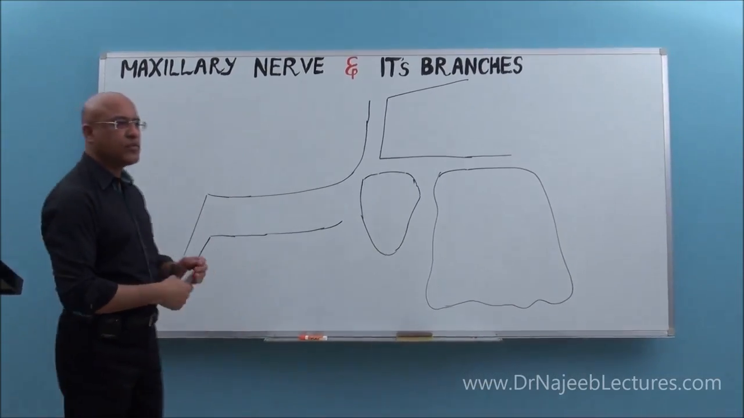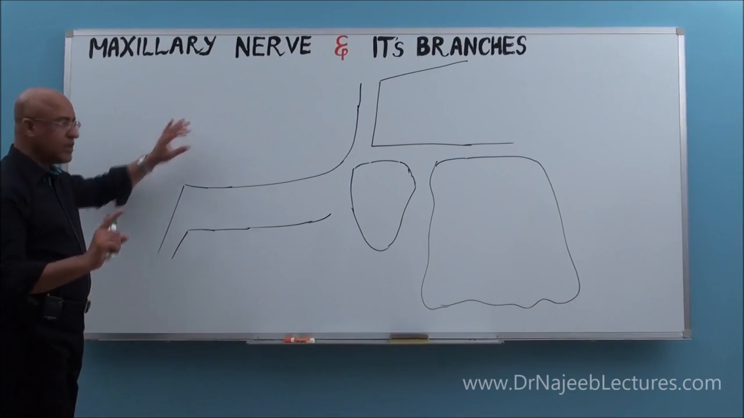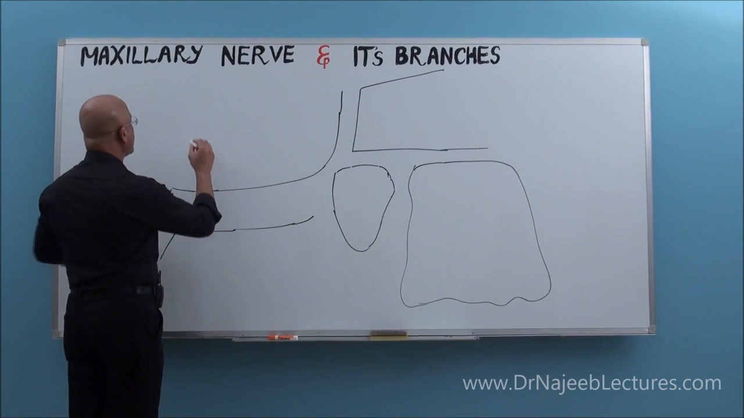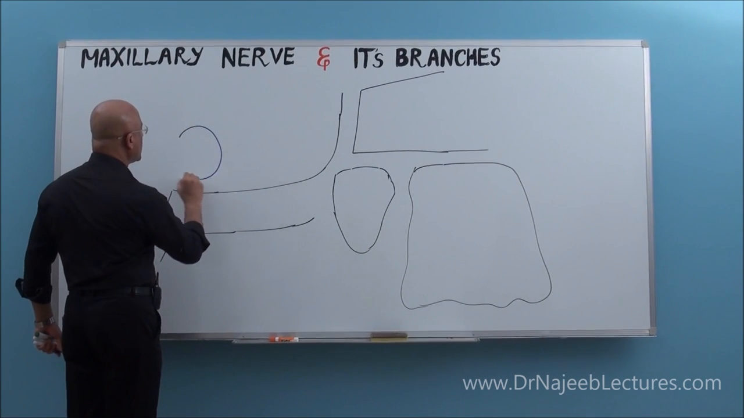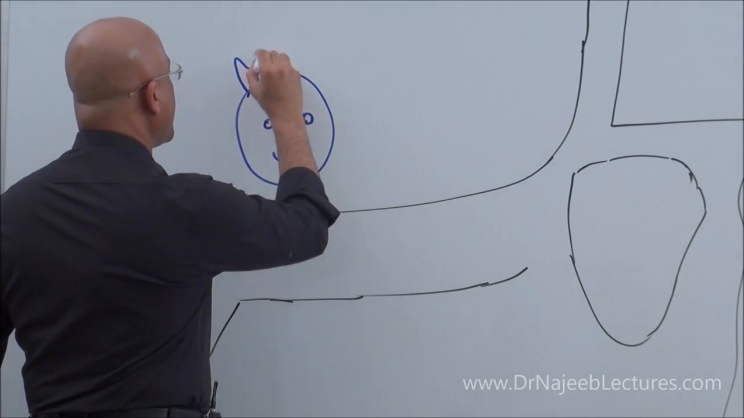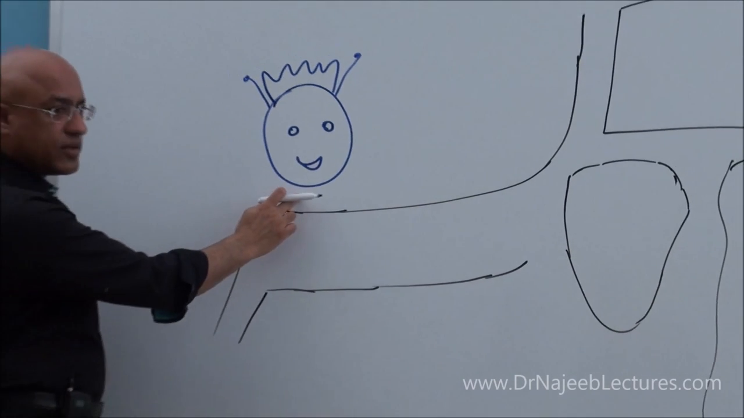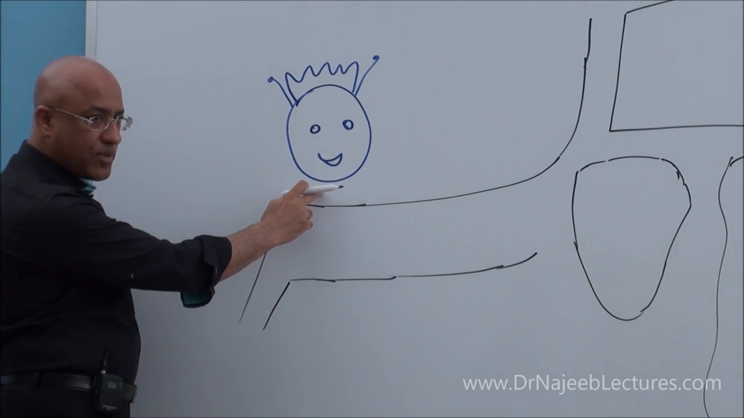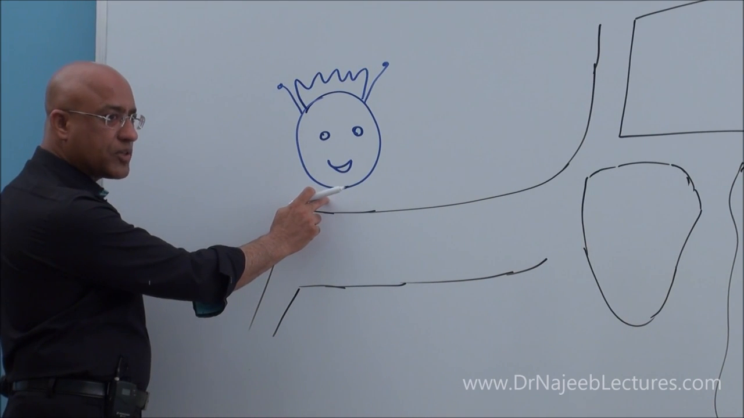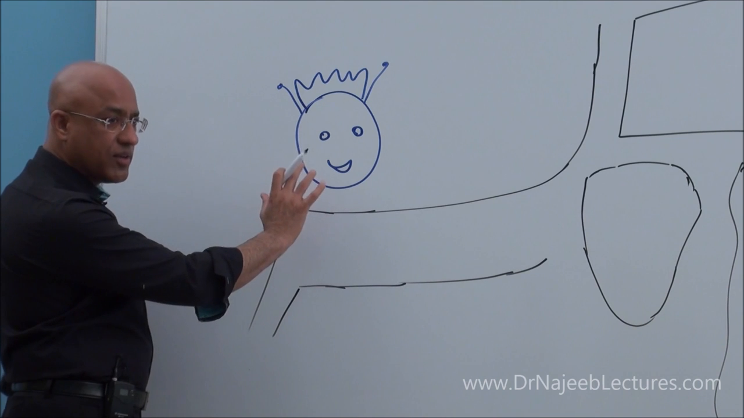As you know, it is one of the divisions from the trigeminal ganglion. So let me draw the trigeminal ganglion here. Right, here is your trigeminal ganglion. And where is it sitting? This is a sensory ganglion, and it is sitting on the medial part of the petrous part of the temporal bone, in the middle cranial fossa, in Meckel's cave.